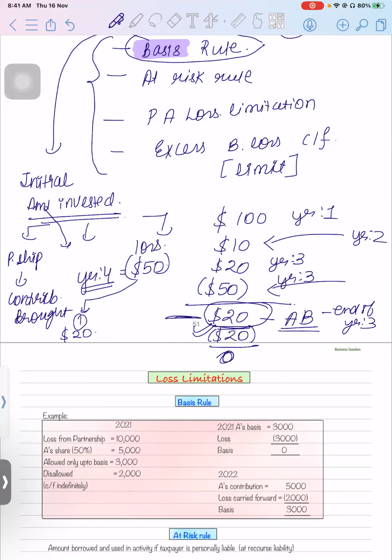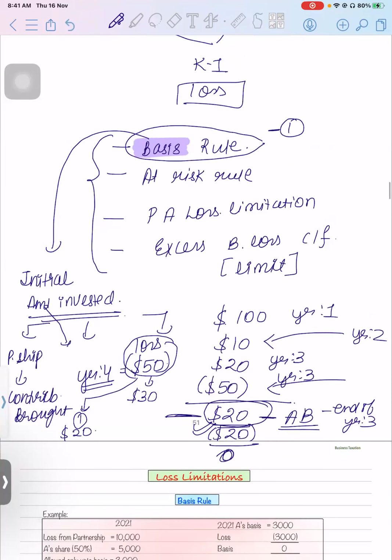Okay, even for property, even for partnership, even for S corporation, every topic. So see, $20 will get straight away reduced from your adjusted basis. And out of this $50, can I say still $30 is remaining to settle off? So first step will be your basis rule.